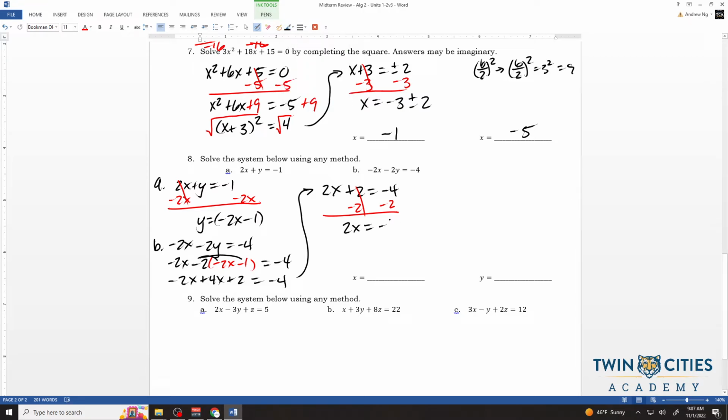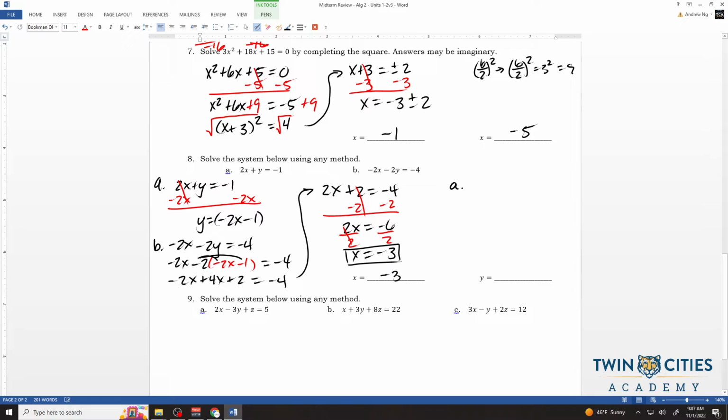2x is equal to negative 6, and then dividing both sides by 2, I find x is equal to negative 3. Okay, next, I'm going to take this x equals negative 3, and I'm going to plug it into either of these equations. I could even plug it into this one, and that's fine.